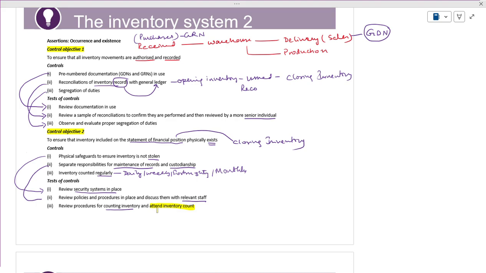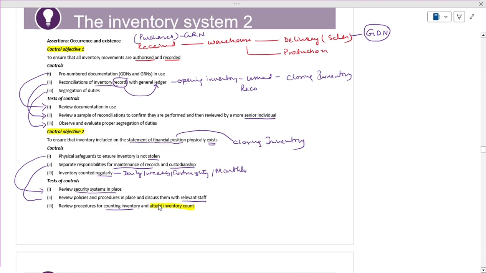As an auditor, you should attend when the inventory count is taking place, at least for a sample of counts. For a sample of counts only. What is the procedure? This will be tested in question and answer. Understand? This will be tested. If an inventory question is given, physical count, physical presence, attendance is very much important.